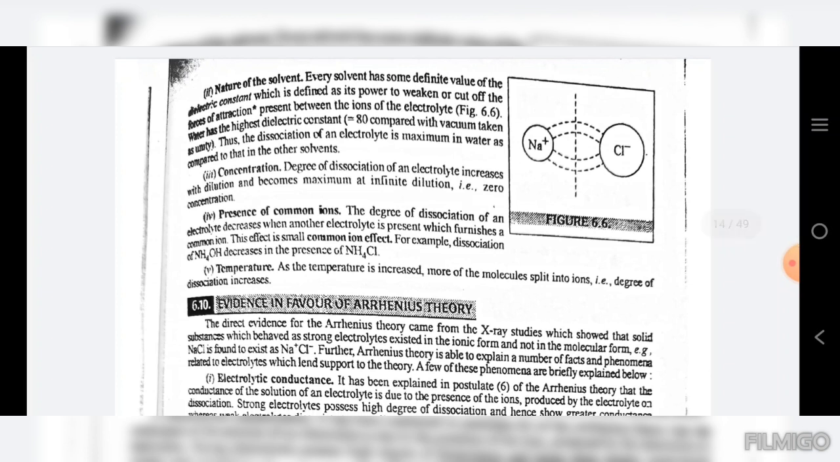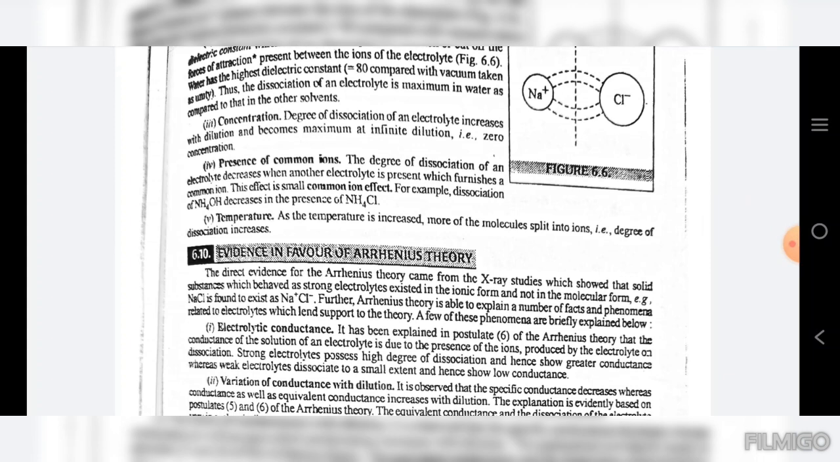Nature of the solvent. Every solvent has some definite value of the dielectric constant, which is defined as its power to weaken or cut off the forces of attraction present between the ions of the electrolyte. Figure 6.6, you can see the figure 6.6. Water has the highest dielectric constant, equal to 80, compared with vacuum taken as unity. Thus, the dissociation of an electrolyte is maximum in water as compared to that in the other solvents.